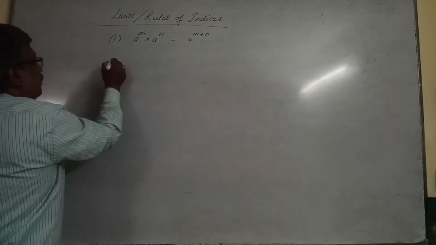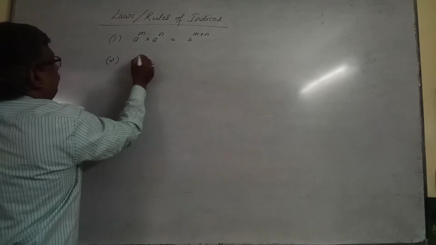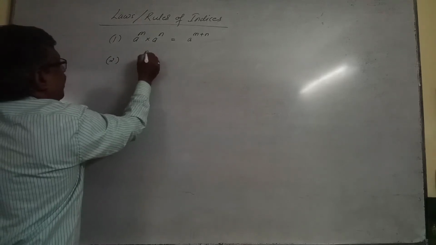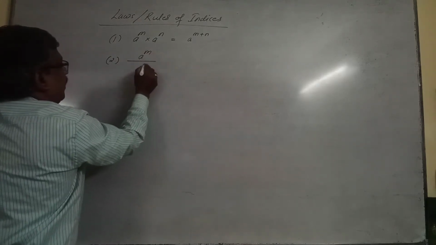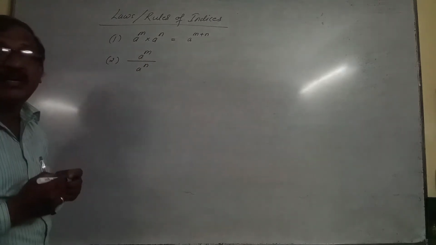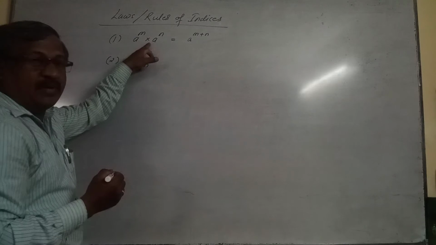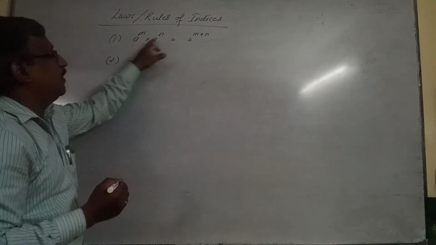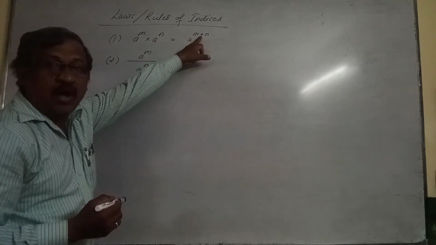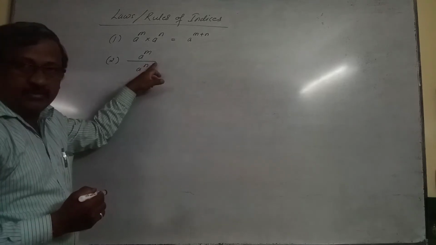My second rule is, if it is a raised to m, that is divided by a raised to n, means if there is a division, right? Here there was multiplication, right? So if there is multiplication, always index we have to add, and if there is a division, what we have to do?